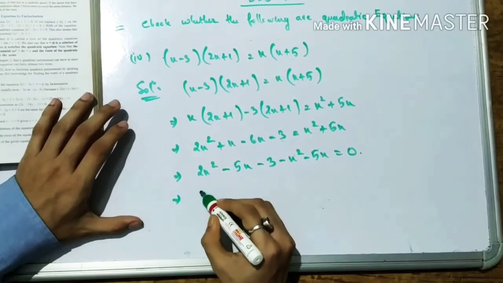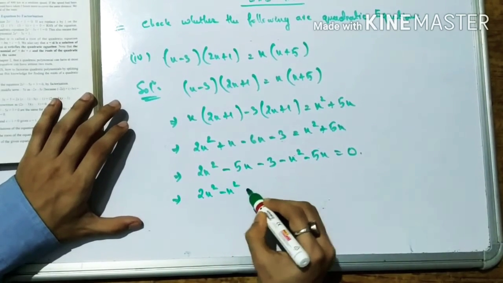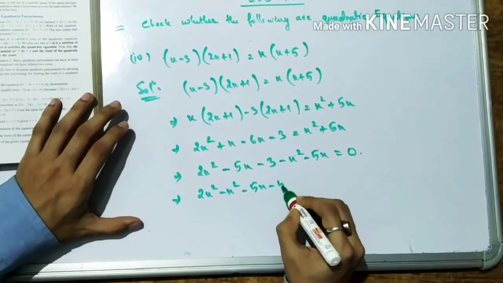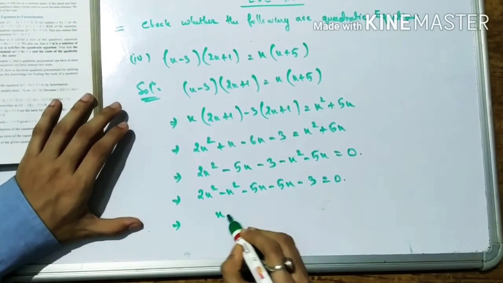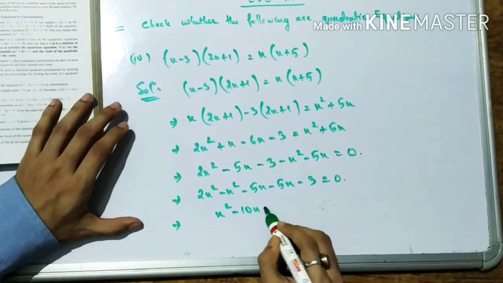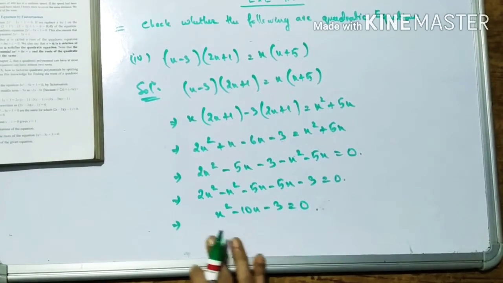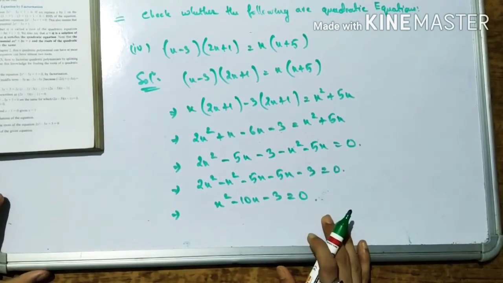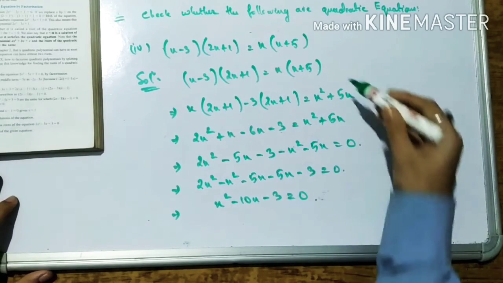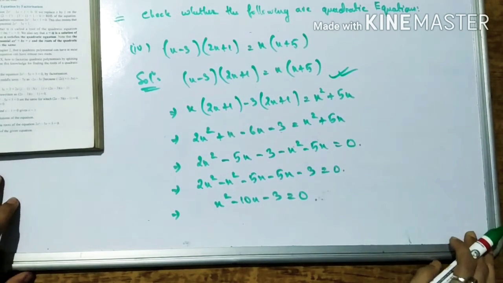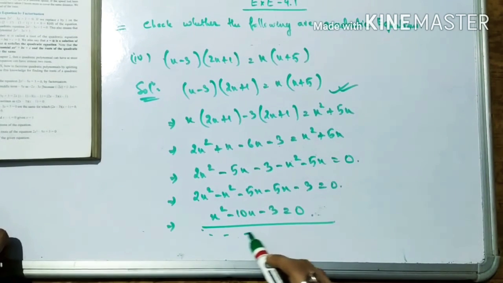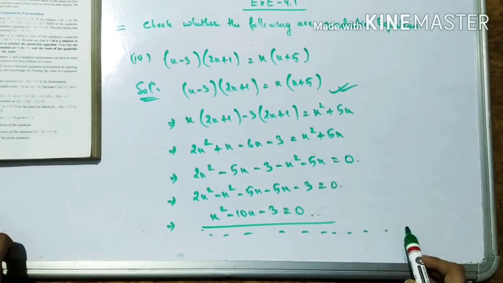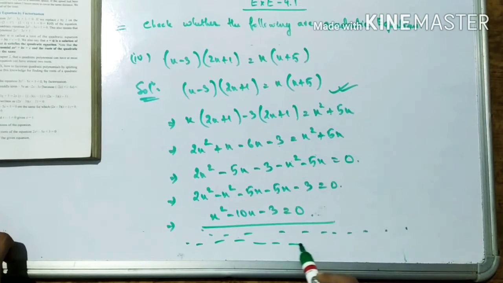So ultimately I will get 2x square minus x square minus 5x minus 5x minus 3 is equal to 0. So this is x square minus 10x minus 3 is equal to 0. Now it is of the form ax square plus bx plus c is equal to 0. Therefore the given equation is a quadratic equation. Understand? Therefore the given equation is a quadratic equation. Understand?